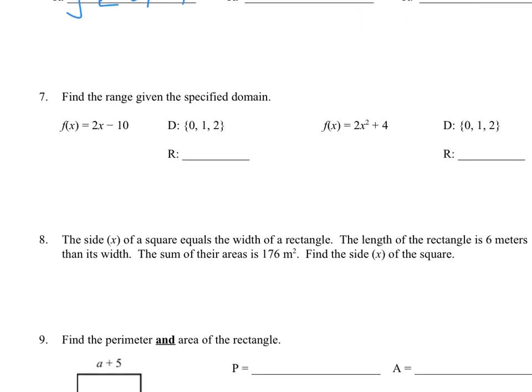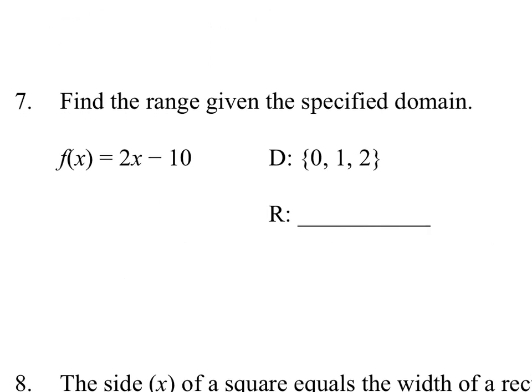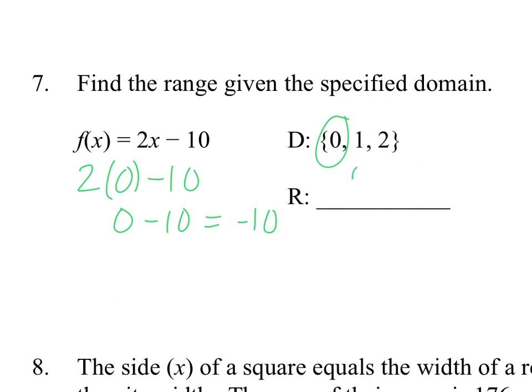Moving down, find the range given with the specified domain. Okay, so this one's pretty easy, guys, pretty straightforward. I'm going to zoom into here so I can write a little bit bigger. When you have the domain of 0, what's going to be my corresponding range? Well, I find that out by plugging it in. Big deal. Right, plug it in. So 2 times 0 is 0, minus 10 equals negative 10. Okay, so my first corresponding range is negative 10.